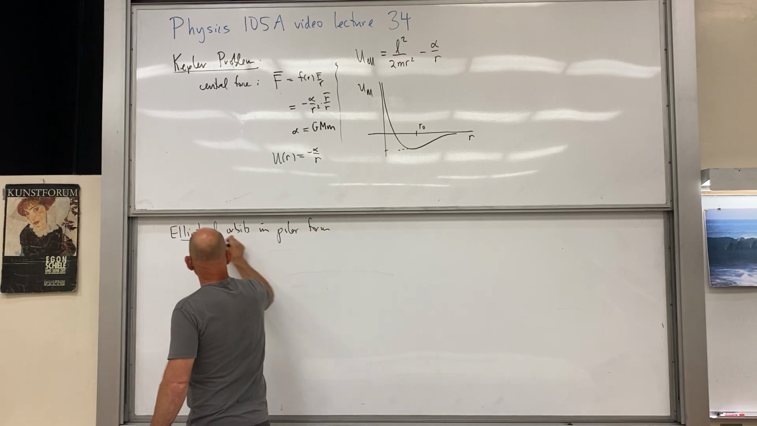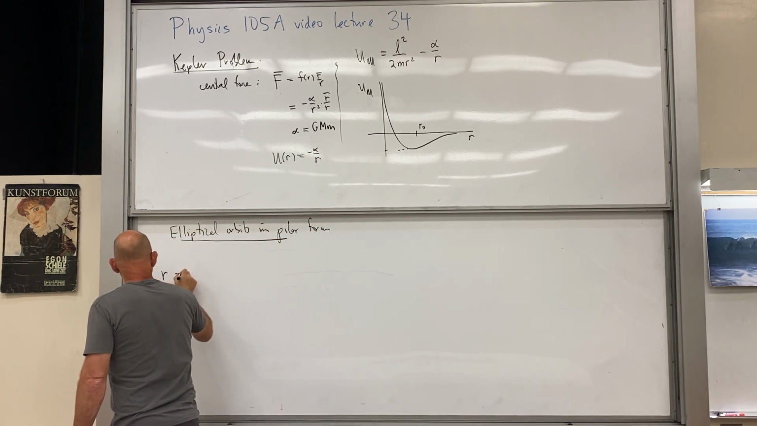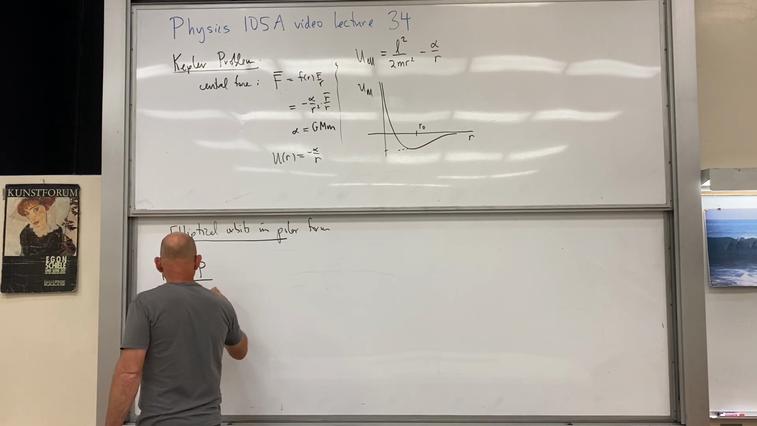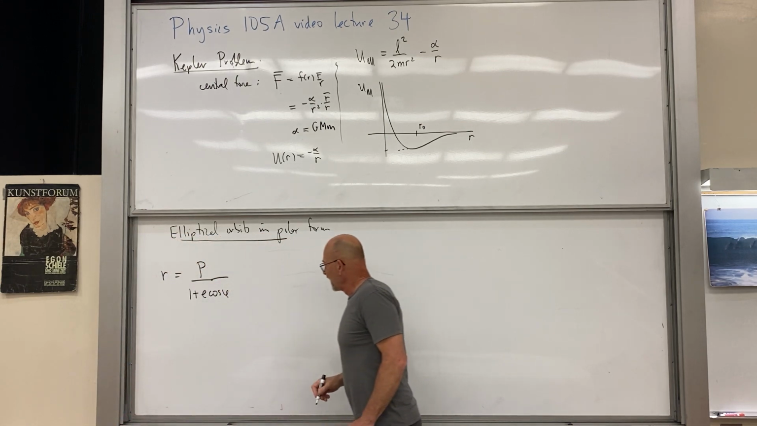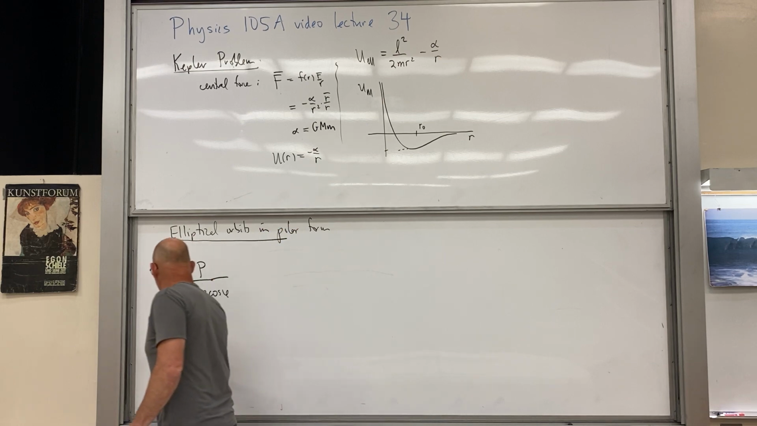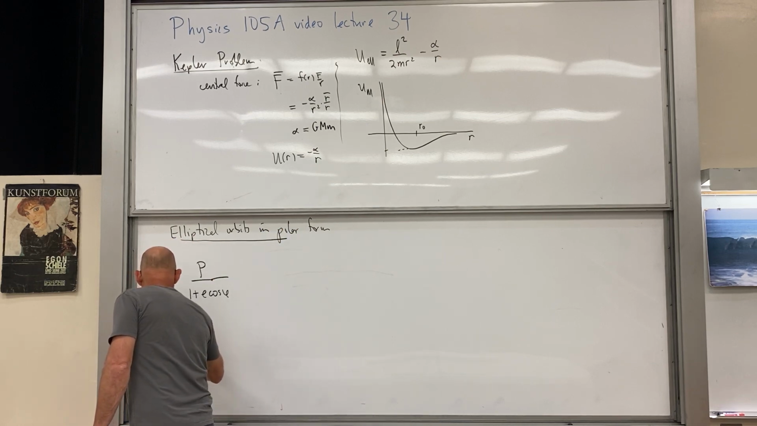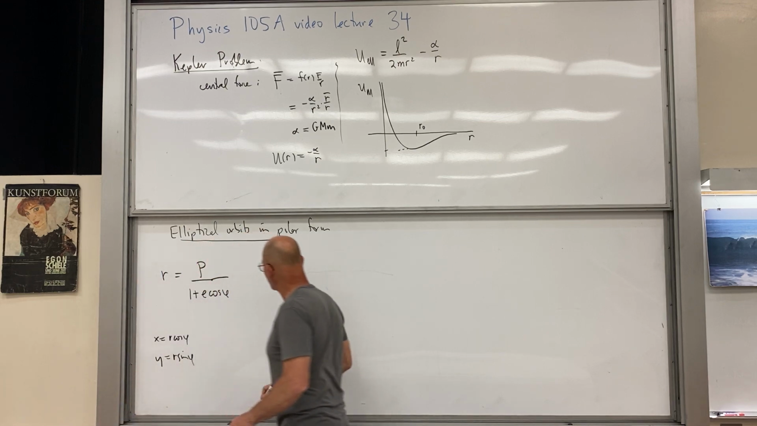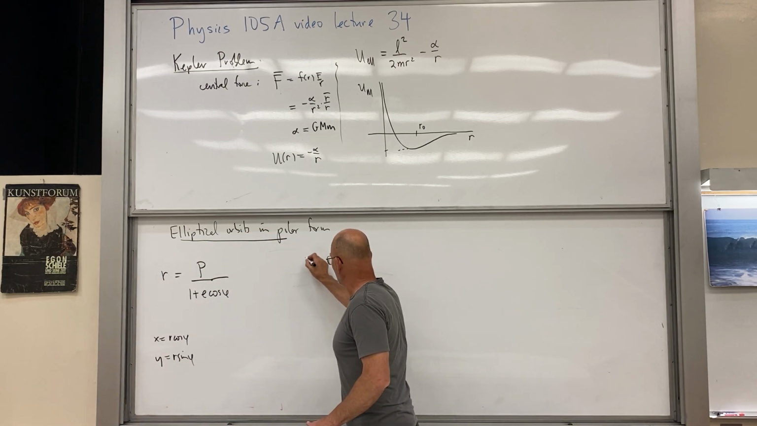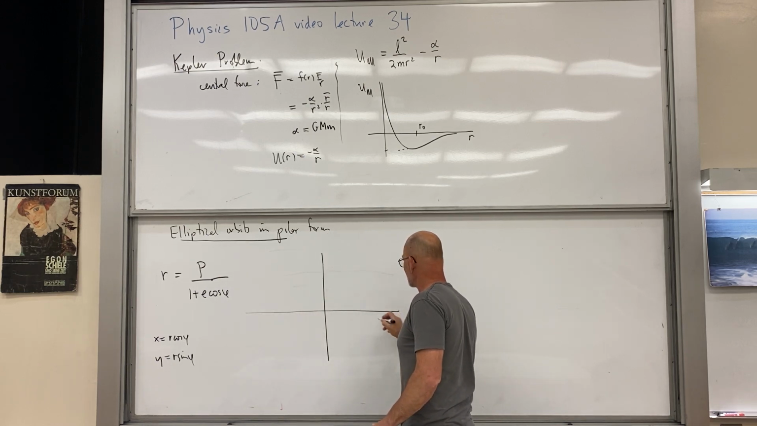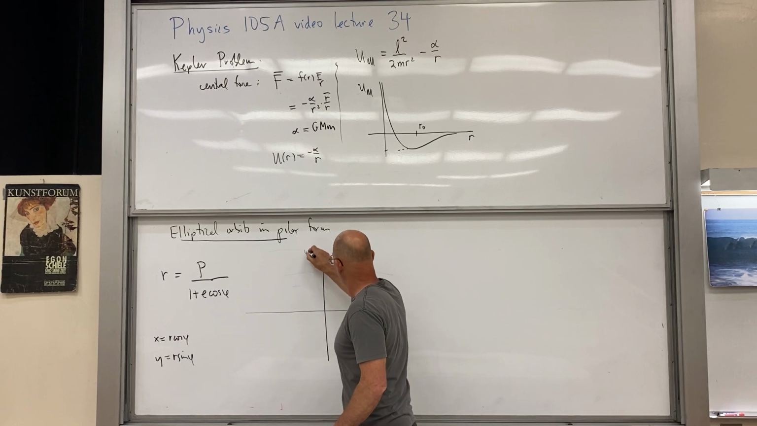Good, so what did we have there? We had r equal to p divided by 1 plus e cosine phi. And we had to graph that in the xy plane because, of course, x was r cos phi, y was r sine phi, right? We're using plane polar coordinates. And we came up with this graph.